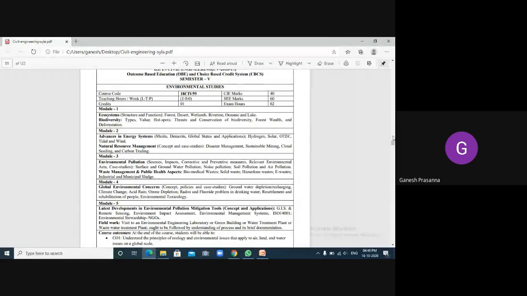So first module comprises of ecosystems and the biodiversity. The second module consists of advances in energy systems and also natural resource management. The third module comprises of environmental pollution, waste management and public health aspects. The fourth module comprises of global environmental concerns, and the fifth module comprises of the latest developments in environmental pollution mitigation tools. Okay, so it comprises of GIS and remote sensing, environment impact assessment, environmental management systems like your ISO 14001, environmental stewardships, NGOs, other things, and also there is a small field work.